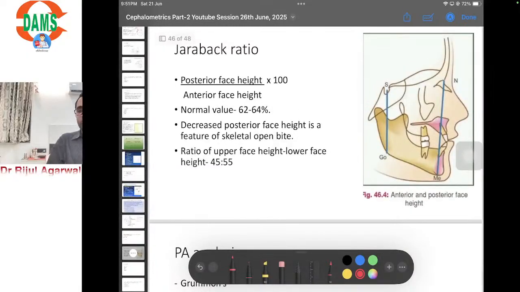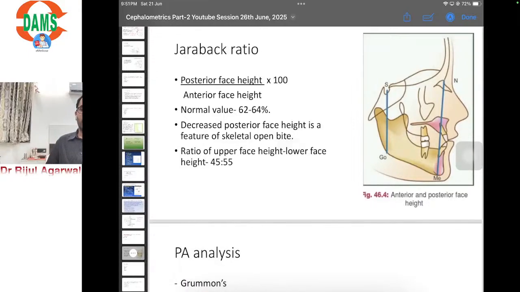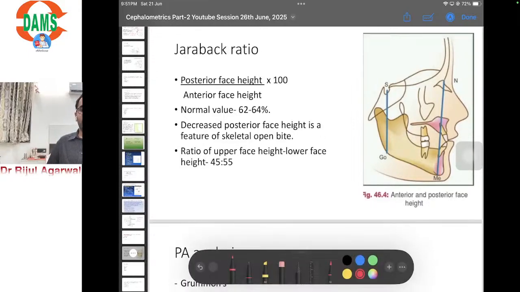Zarabak ratio. In vertical analysis we have done Sassouni analysis. Now there is a Zarabak analysis. It's the ratio between the posterior facial height and the anterior facial height. Posterior is measured from sella to gonion, anterior from nasion to menton, into 100. The average value is between 62 to 64%. So decreased value leads to skeletal open bite, and the normal ratio is 45 to 55, very important value.